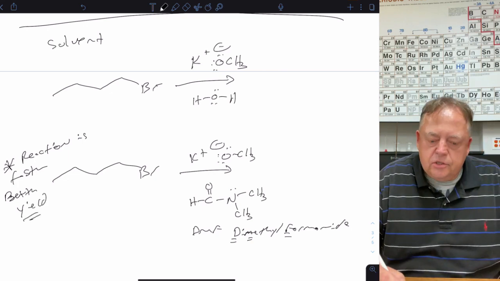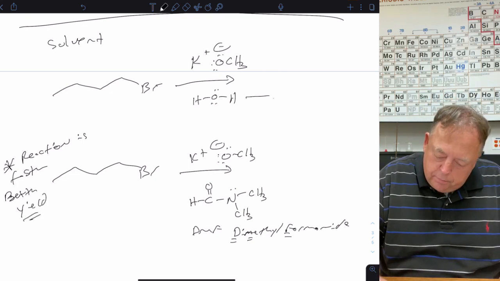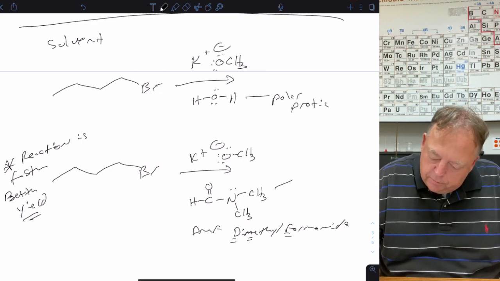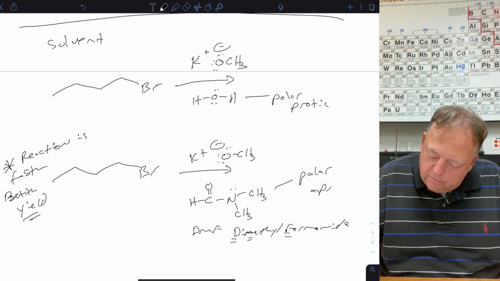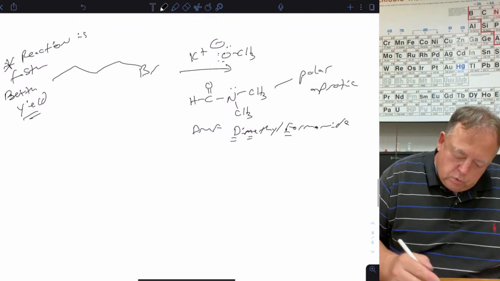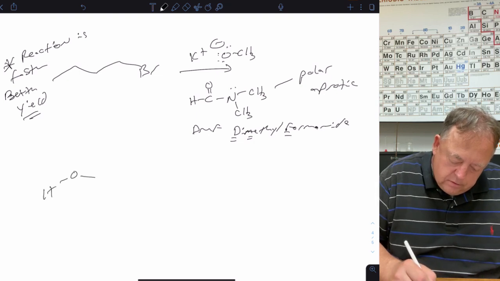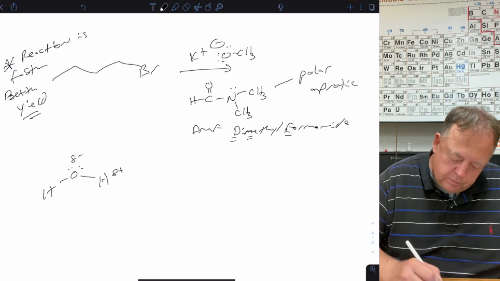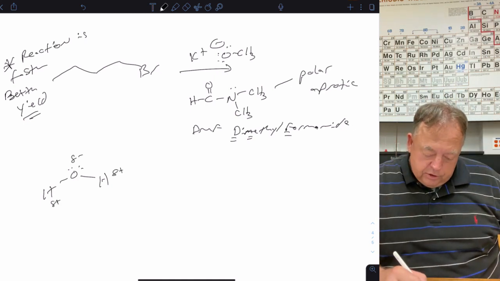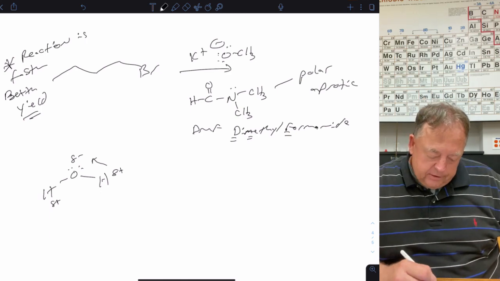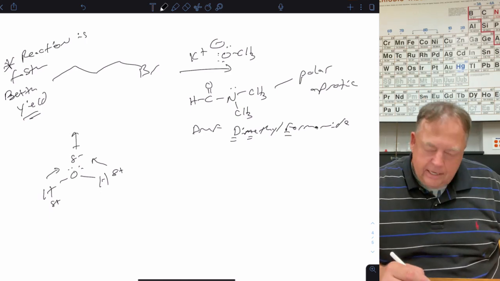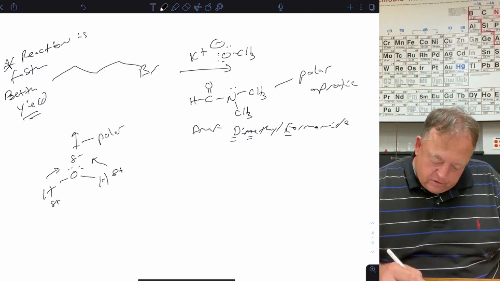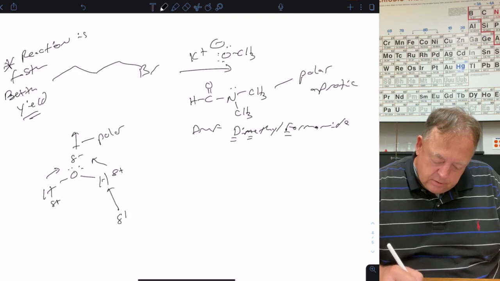And the difference is because of the solvent. So this would be what's known as a polar protic solvent. And this would be what's known as a polar aprotic solvent. So why is water a polar protic solvent? Well, it's polar because it has a dipole, right? Oxygen's partial negative, hydrogen's partial positive. And so oxygen pulls electron density off of hydrogen, and then the molecule has a net dipole moment. And furthermore, it has partial positive hydrogens.